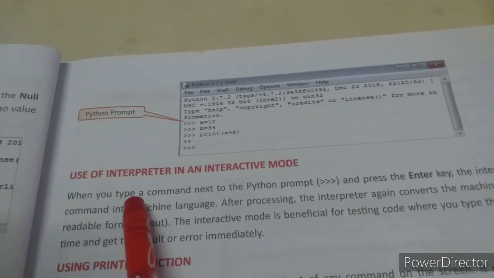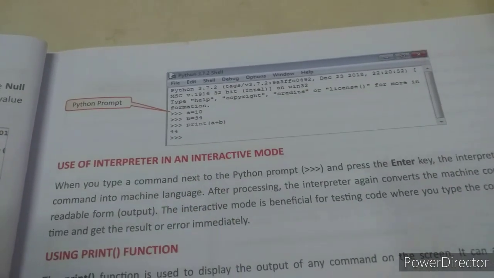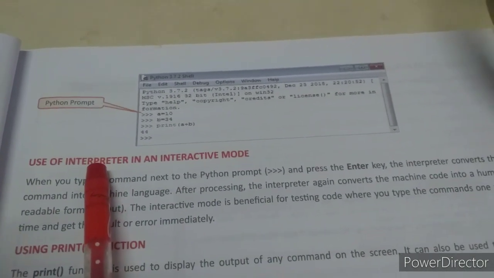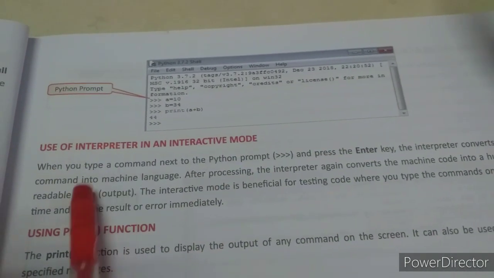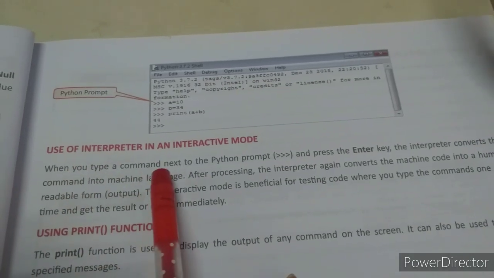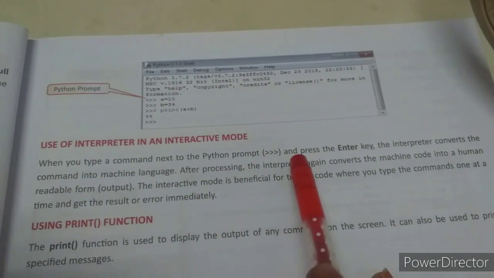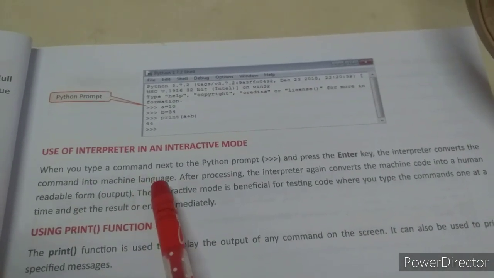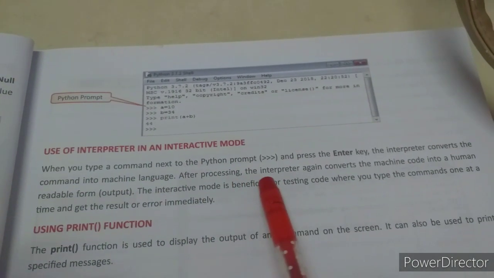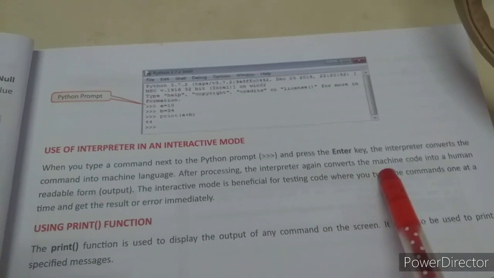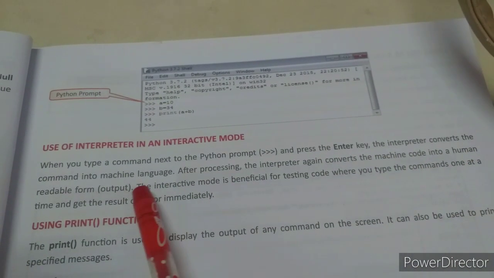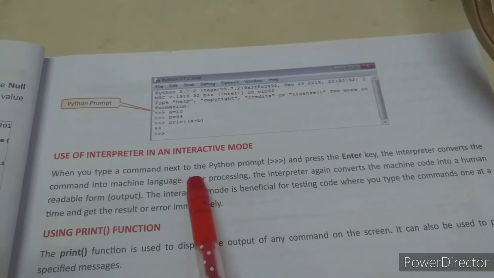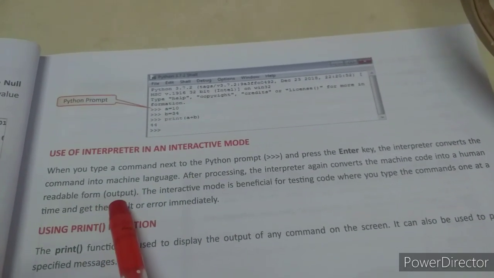Next, what is the use of the interpreter in interactive mode? As I said, the interpreter is used to translate high level language to low level language. When you type a command next to the prompt and press the enter key, the interpreter converts the command into machine language. After processing, the interpreter again converts the machine code into a human readable format. Means low level language to high level language and high level language to low level language.